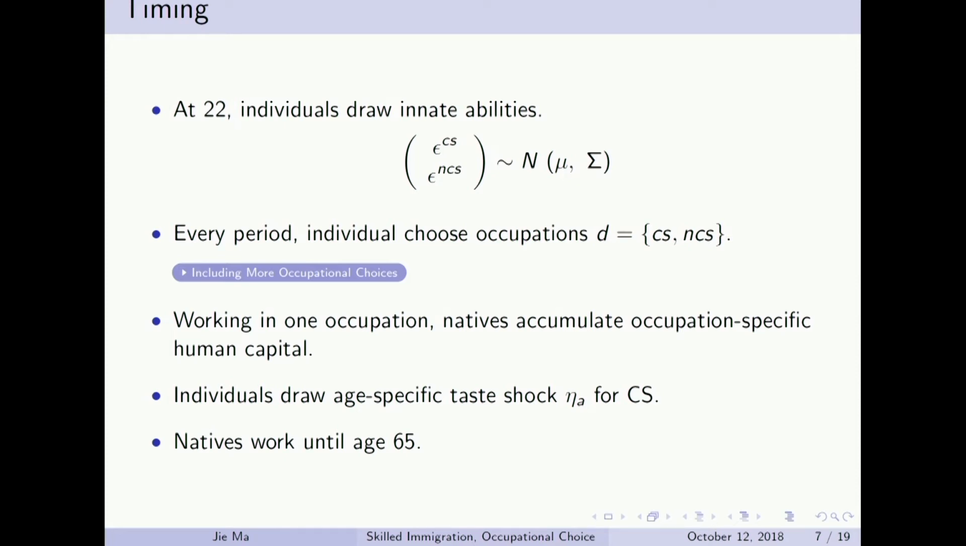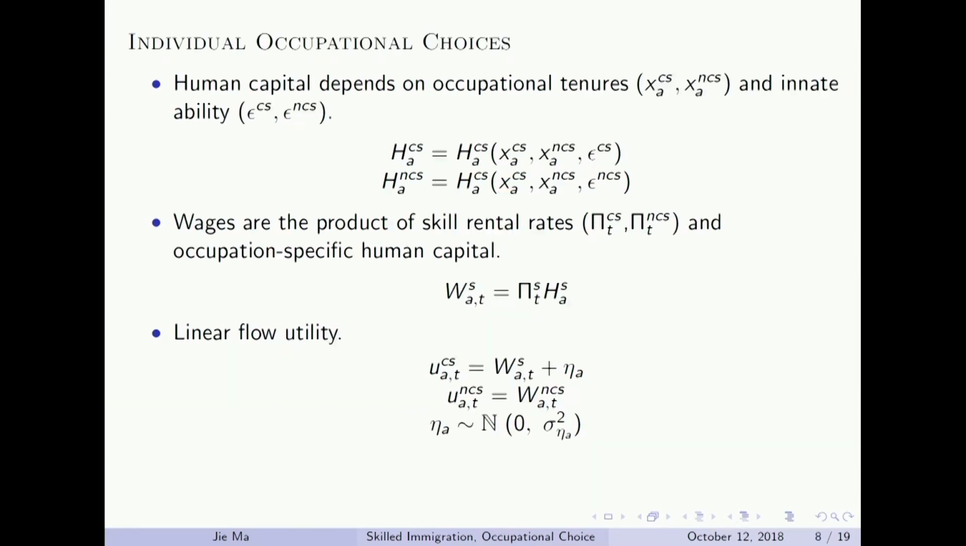And also, this is a very simple model. There is lots of other randomness which cannot be captured by this human capital process. So I include a taste shock every period. And this taste shock is also age-specific, because empirically, I observed from panel data that young workers are significantly more likely to switch occupations compared with the more experienced workers. Then the whole decision period ends at age 65.